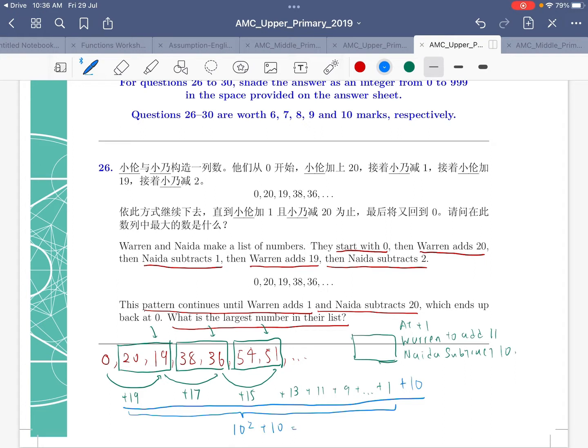And this one will end up to be 100 plus 10, which will give us a final answer of 110. Alright, so this one really requires a little bit more critical and logical thinking on how we view patterns. And when we view patterns with multiple players, we will always look out for the net effect when we are analyzing the outcomes or trying to look out for the largest or the smallest values. Alright, without further ado, let's move on to question 27.